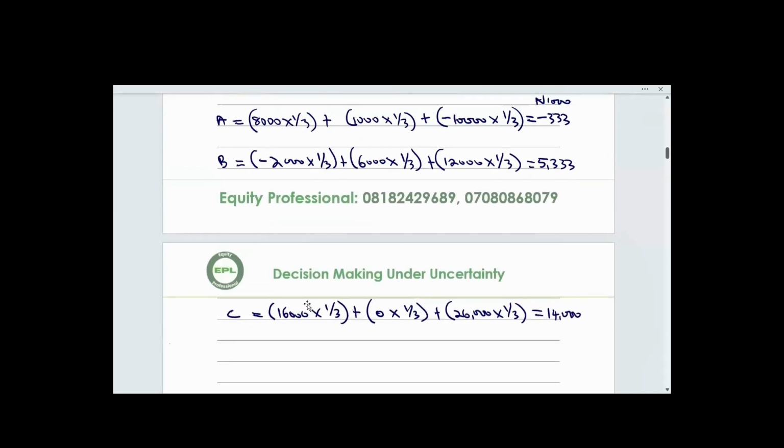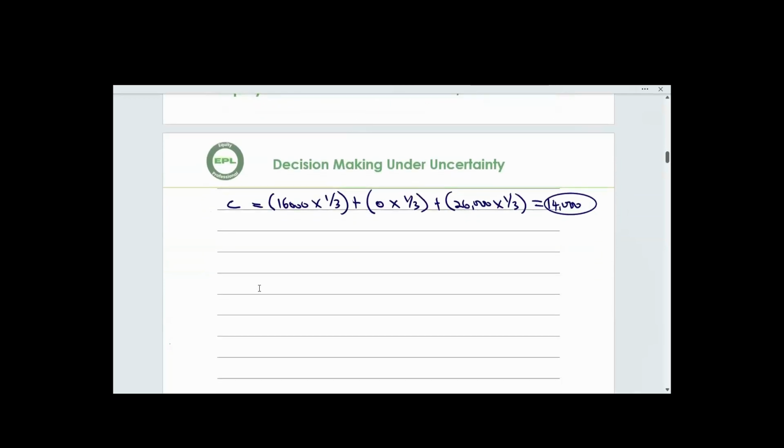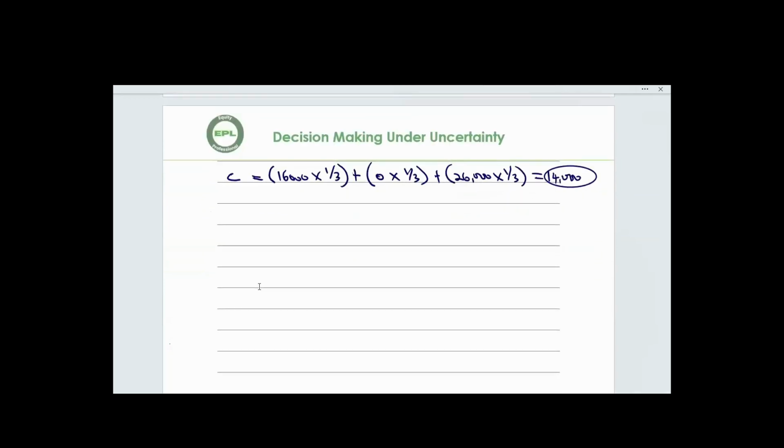All right. So any alternative that produces the highest expected value should be selected. Since 14,000 is higher, the company should invest in product C. Okay, so that's that. So I would then say Zebrato Limited should invest in product C. Why?